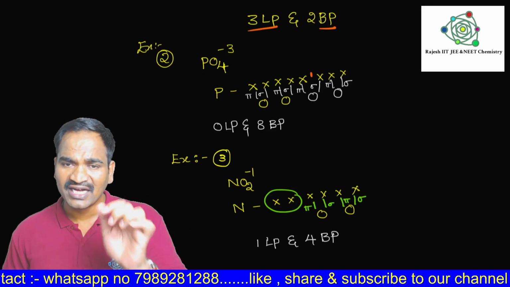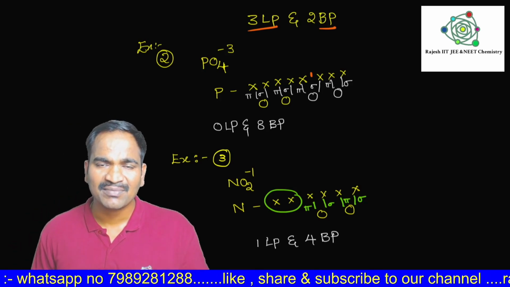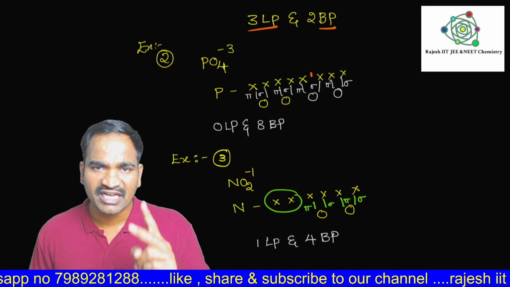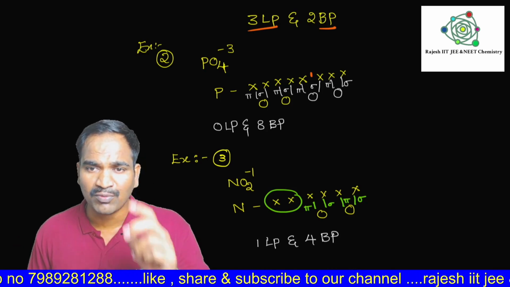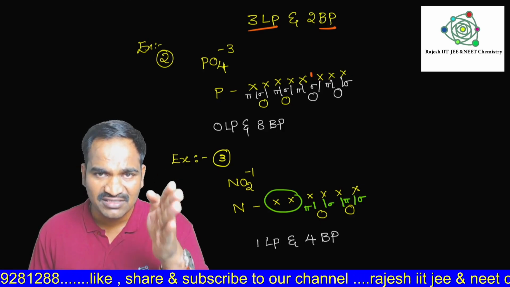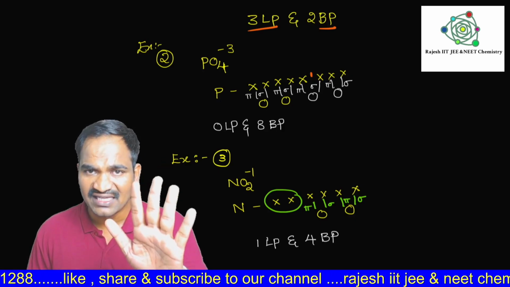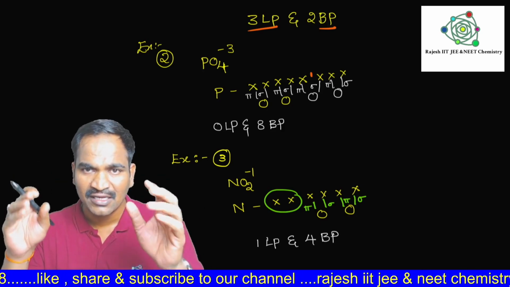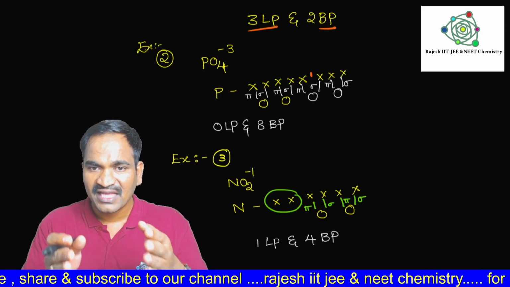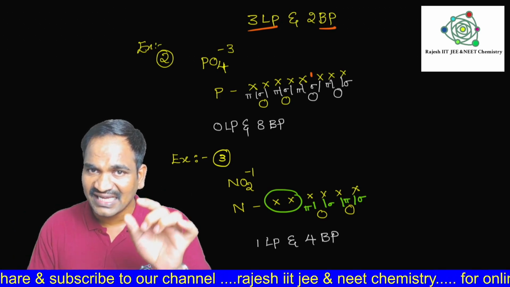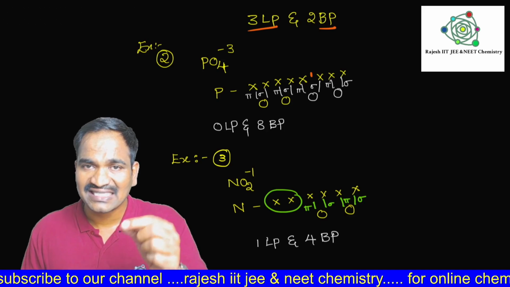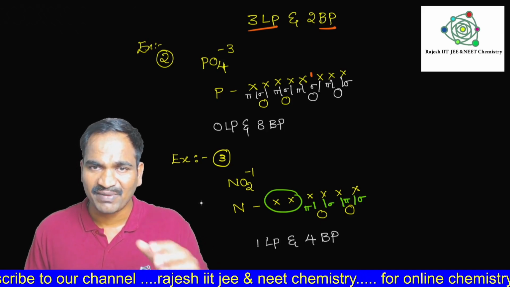Now the bonded atom is oxygen. What is its valency? 2. One oxygen can form 2 bonds. So there are 8 electrons in the phosphorus: 5 valence electrons, and the charge of minus 3 means 3 electrons added. Here 4 oxygens are there. Each oxygen can form 2 bonds, one sigma and one pi, and so on.